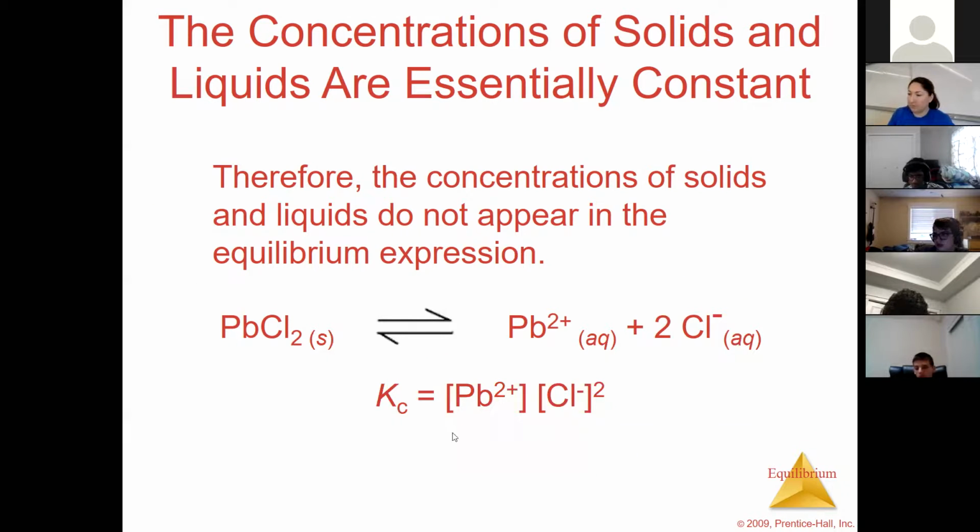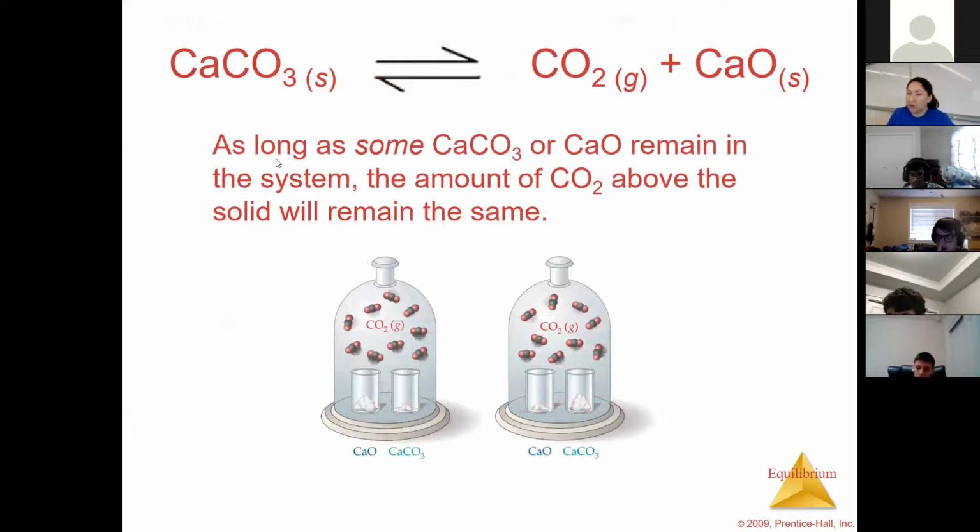Oh, there it is right there. So here's like calcium carbonate doing a decomposition reaction. You always get CO2 gas and a metal oxide. Calcium's a metal. As long as you have some calcium carbonate and calcium oxide, right? Solid. It's going to happen no matter what. It's still going to reach equilibrium. It's all good to go. Those concentrations aren't going to change.